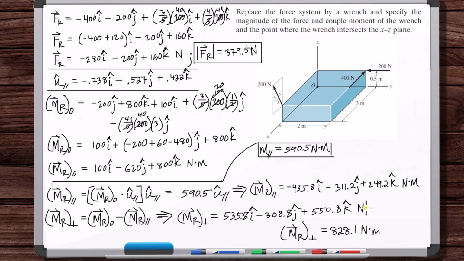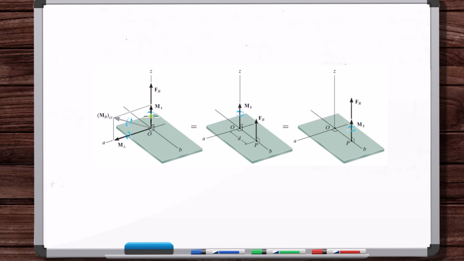This is Newton meters. All right, so we've got a lot of information. We've got the couple moment, we've got the force vector, we have the perpendicular vector, the parallel couple moment vector, the magnitudes and directions. We've got the direction of the wrench as a unit vector. But the next thing we need to do is move the force vector off of the origin, so that we can get rid of this perpendicular couple moment.